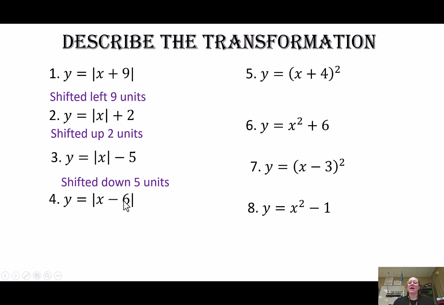And then we've got y equals the absolute value of x minus 6. Well, inside the absolute value, so opposite direction of what we would think. It's minusing, so we're shifting to the right 6 units. All right, let's look again at this next one, number 5, very similar to the absolute value but with the quadratic. We've got y equals x plus 4 squared, all of that squared. So inside the parentheses, we are adding. So we are shifting left 4 units.